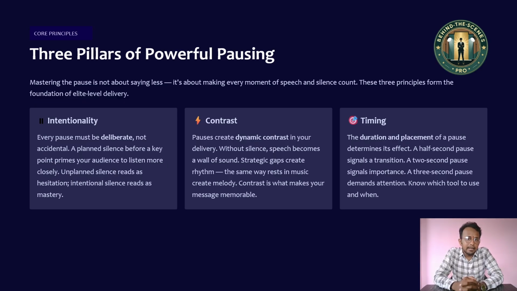If I start reading again, I will try to read without pause or without any variation in the voice. Okay? Pauses create dynamic contrast in your delivery. Without silence, speech becomes a wall of sound. Strategic gaps create rhythm the same way. Still, I'm not able to do it because earlier it was my problem. I worked on it and I have overcome it. I'm unable to do it right now. Still, again, I will try.